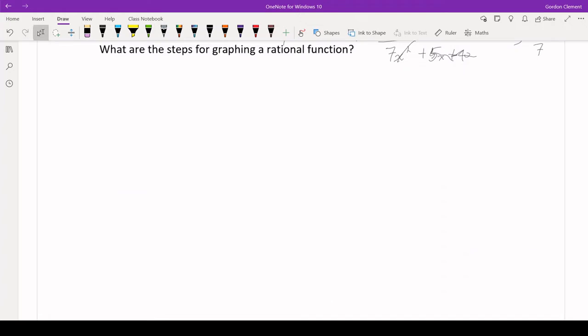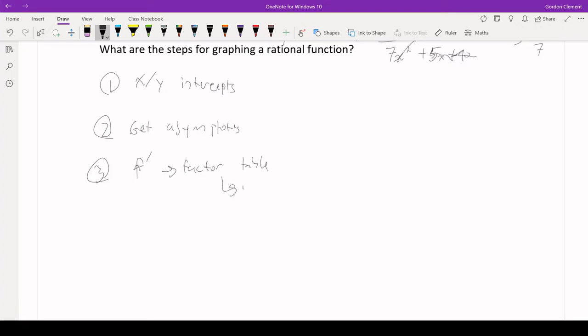So steps for graphing, we're going to do the same steps we had before. So we're going to get our x and y intercepts. Our new step, though, is get the asymptotes. So horizontal and vertical asymptotes. And then we'll do our first derivative, make a factor table. It's going to tell us increasing, decreasing. It's going to tell us our local max mins.